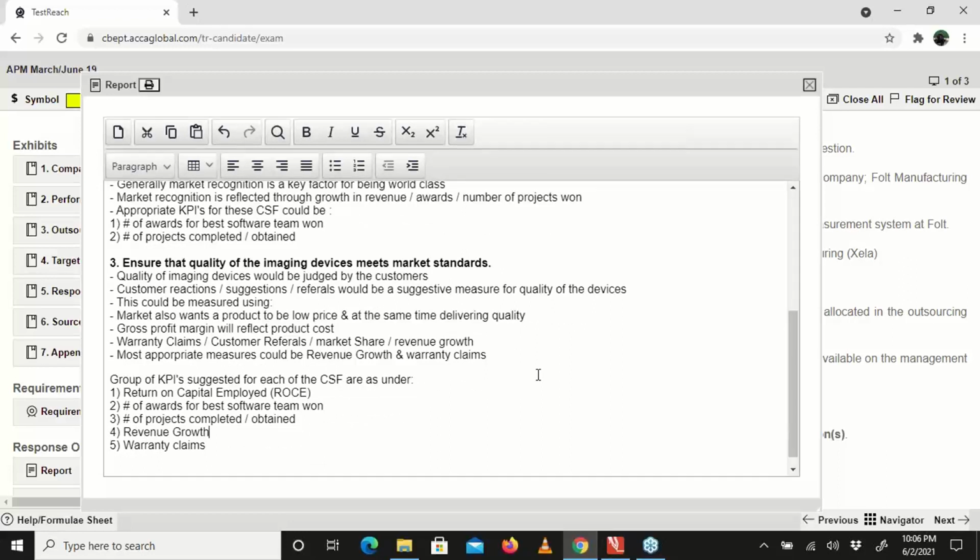So what are you going to do? You're going to say revenue growth. In fact, a more appropriate measure than revenue growth is going to be the gross profit margin, because the market standards are such that it has to be lower cost. So the group of KPIs suggested for each of the CSFs, under the organization's performance measurement system, will now constitute the above KPIs.